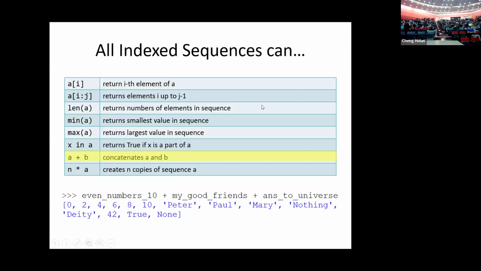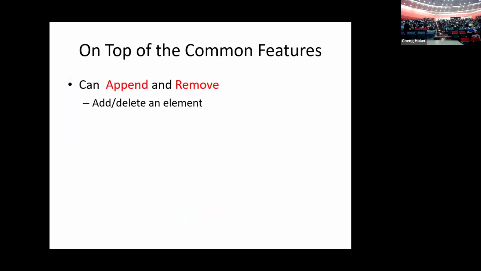Then what about this multiplication? This multiplication is like a string, where you multiply 3 times. For example, if it's Peter, Paul, and Mary, multiply 2 times, it's Peter, Paul, and Mary, Peter, Paul, and Mary. Okay, so this is the normal operation for a basic list.